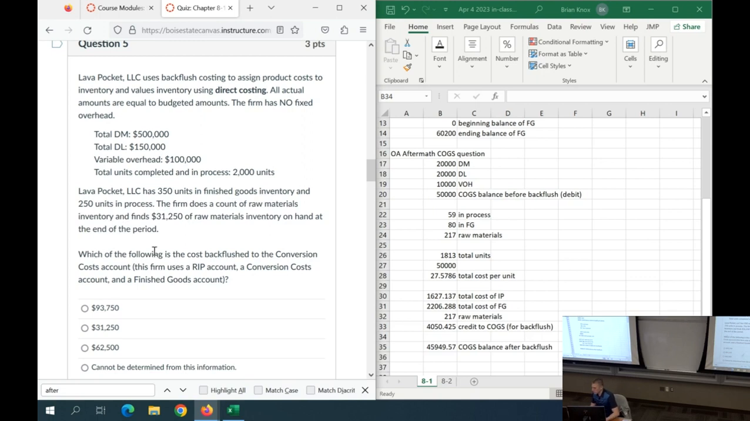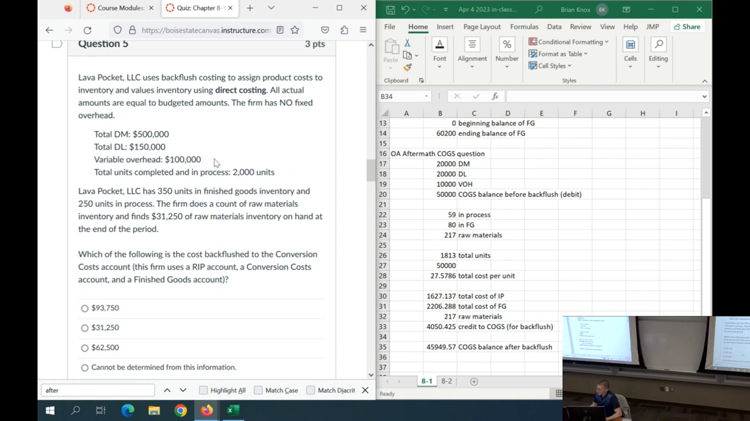Okay, which of the following is the cost backflushed to the conversion costs account? So this firm uses a RIP account, a conversion costs account, and a finished goods account. So instead of raw materials, WIP, finished goods, it's split up as RIP, conversion costs, finished goods. And I'm asking for the amount that's debited to here, backflushed to conversion costs. All right, great. So all we need to do is figure out what we need to do. And say all we need to do, like it's super easy.